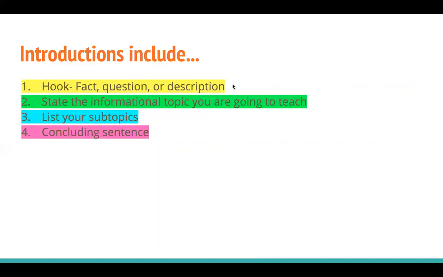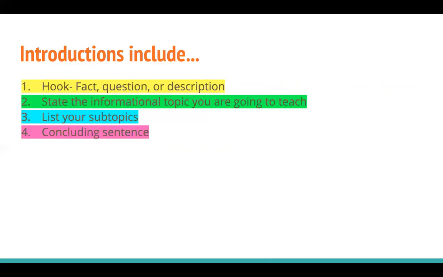And that should be at the very beginning of your essay. That's how you always want to start it. A writer then states their informational topic they are going to teach about. So here, number 2, state your topic that you're teaching about. What is this paper all about? In my report, my topic is the red-eyed tree frog.